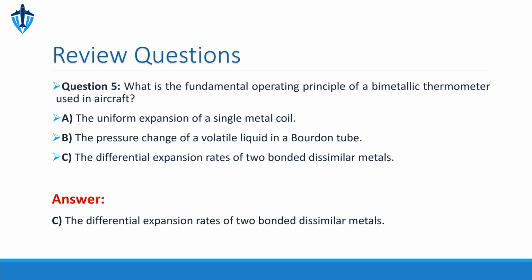A bimetallic thermometer operates based on the different rates of thermal expansion and contraction of two distinct metal strips that are bonded together. When the temperature changes, one metal expands or contracts more than the other. Because they are bonded, this difference forces the strip to bend or coil and uncoil. This mechanical movement is then used to drive a pointer across a calibrated dial indicating the temperature. This principle is different from a Bourdon tube gauge, which relies on fluid pressure, making option B incorrect.